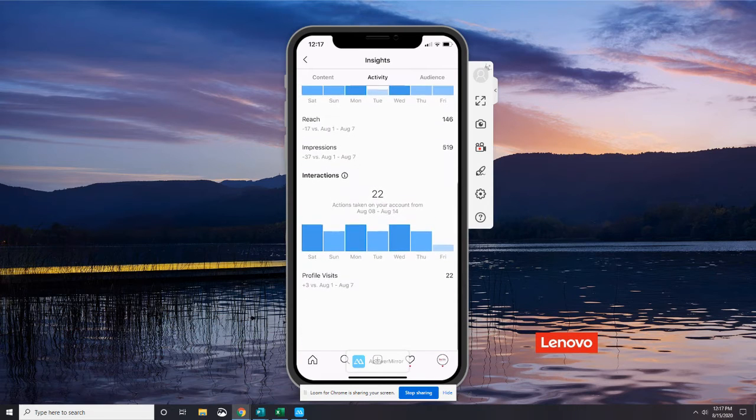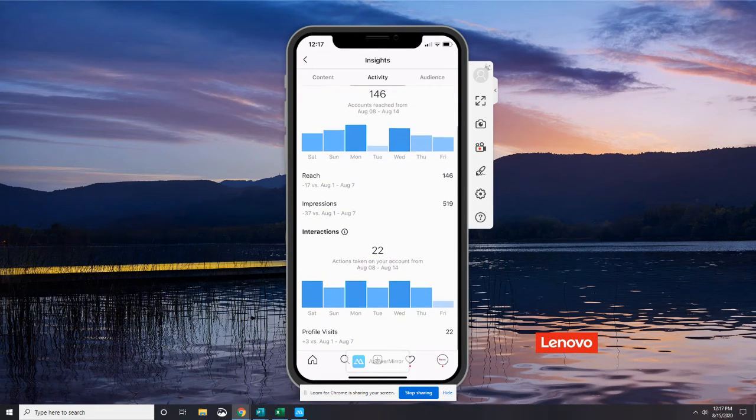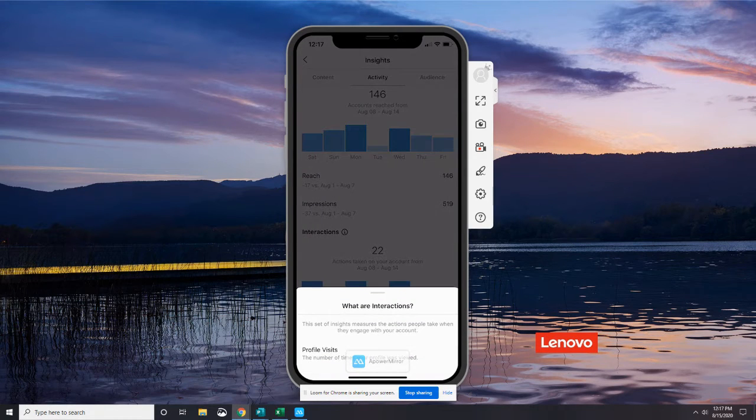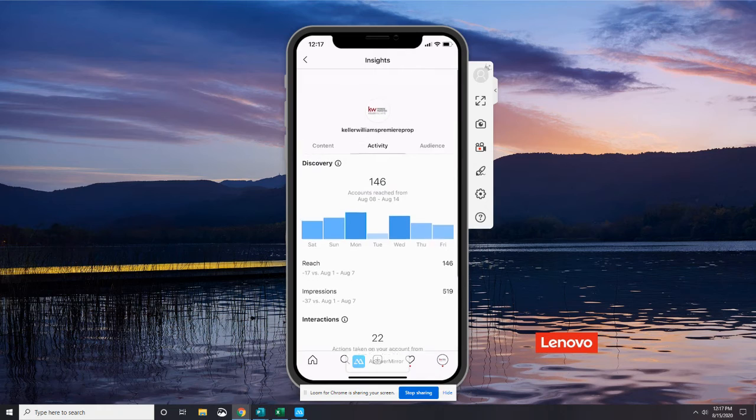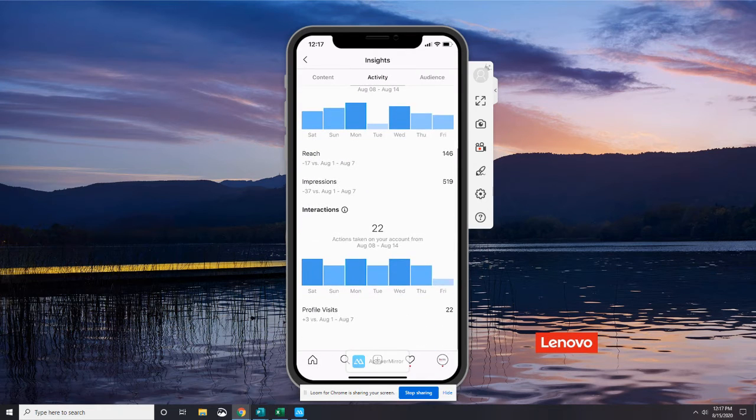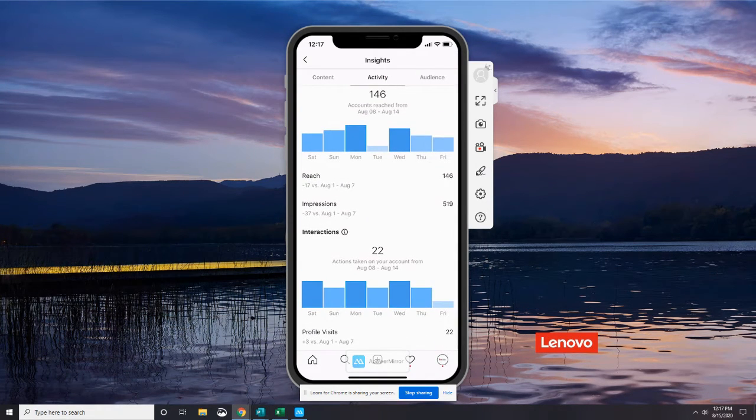Then below that, we have our interactions. So if I'm not sure what that means, I just tap that little I again, and you can see this is your profile visit. So it's the number of times your profile has been viewed during the time range listed at the top here. So you can see in the week here, we have 22 times that somebody's come and looked at our profile. And to take this a step farther, if you tap on the graphs, you'll get more specific numbers that show up.